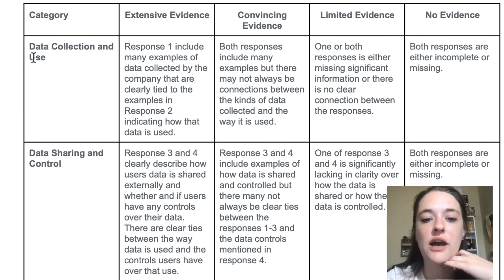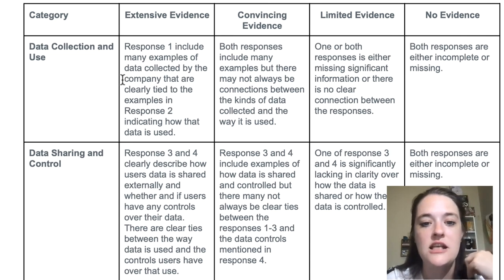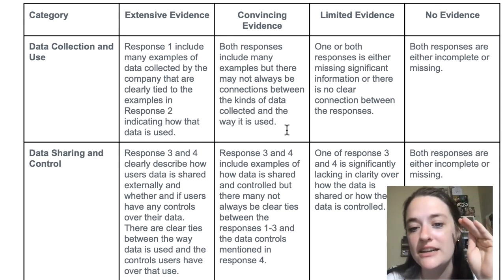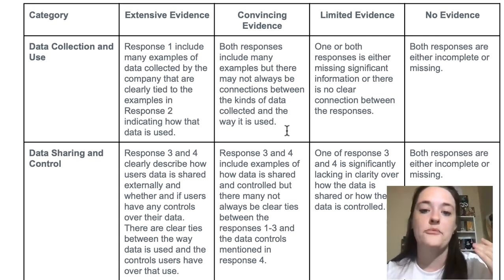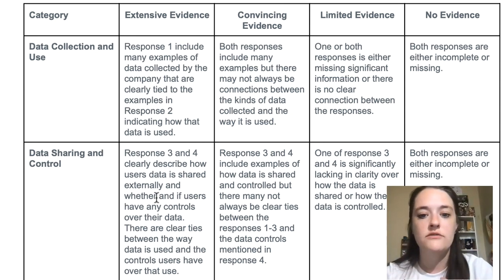So if you have provided extensive evidence about data collection and use, your response 1 includes many examples of data collected by the company that are clearly tied to the examples in response 2, indicating how that data is used. This is convincing evidence. Both responses include many examples, but there may not always be connections between the kind of data collected and the way it is used. So make sure you're making a note of all of the different kinds of data collected and how those are used. Okay, response 3 and 4.